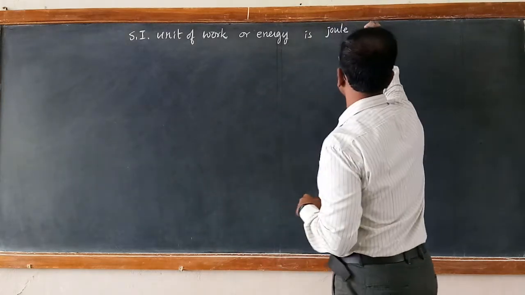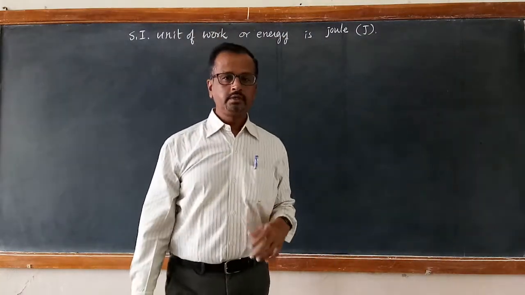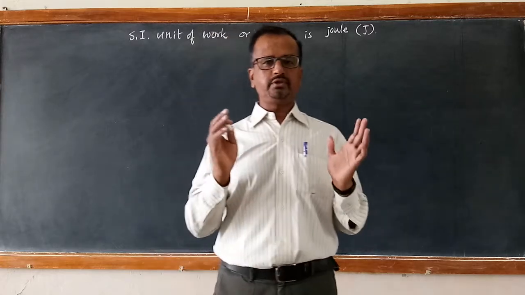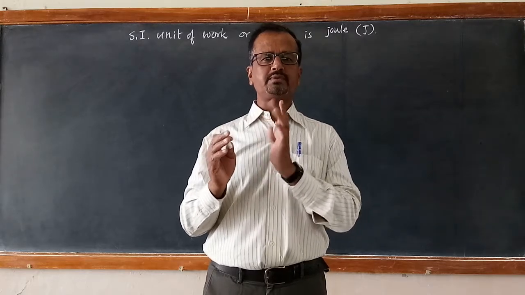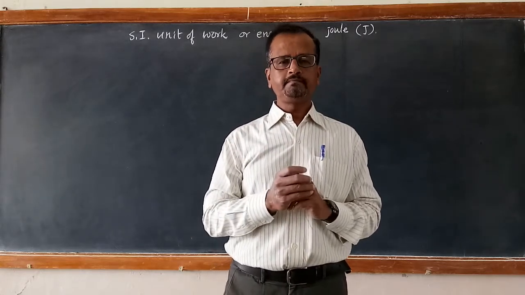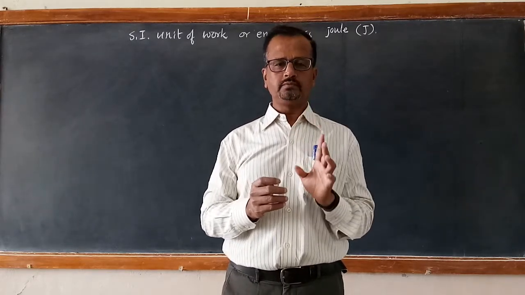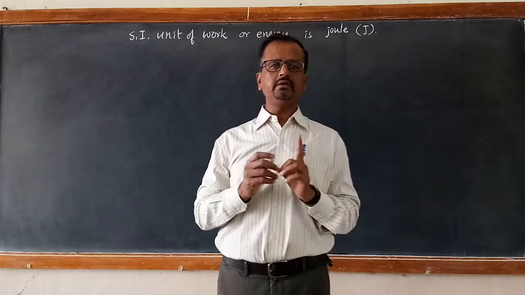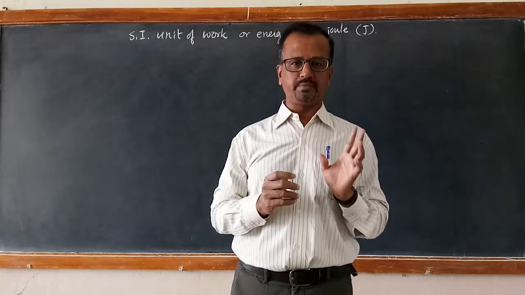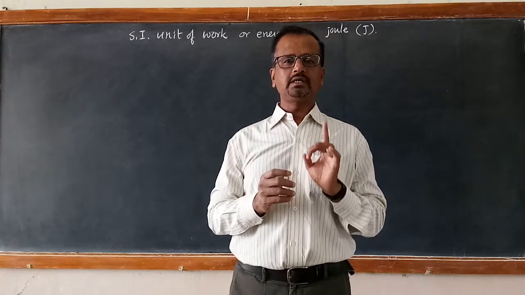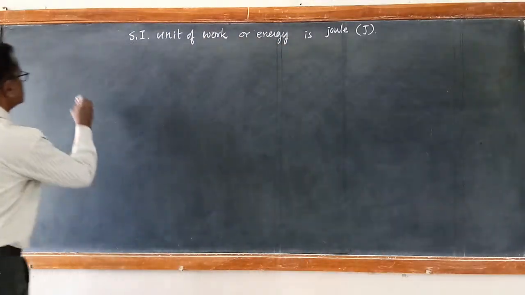In short, it is written as J. What do you mean by joule? Let us suppose, if a force of 1 Newton acts on a body which displaces it through a displacement of 1 meter, then the work done on that body is equal to 1 joule. If an applied force of 1 Newton changes the position of an object through 1 meter displacement, then the work done on the body is 1 joule. That's how we define 1 joule.